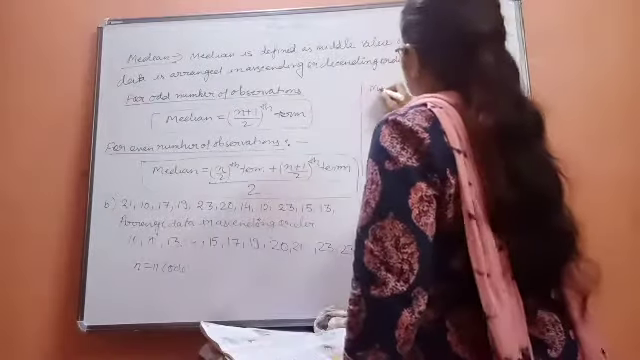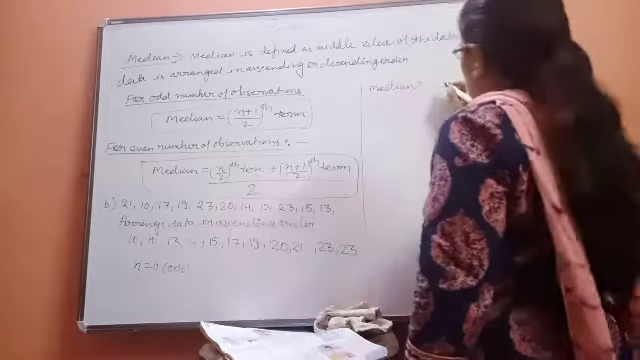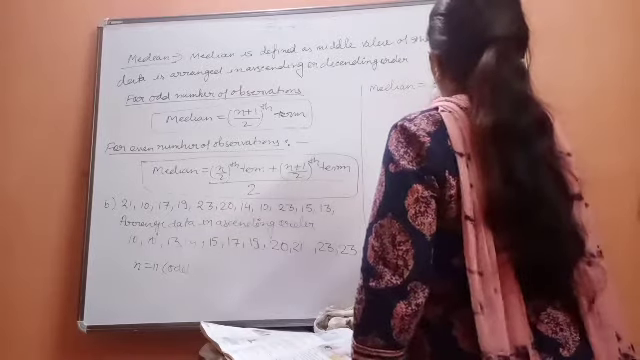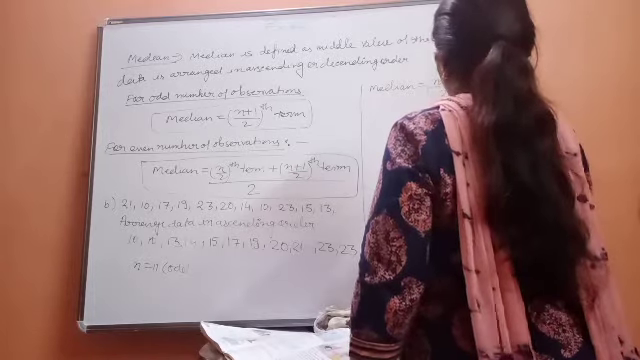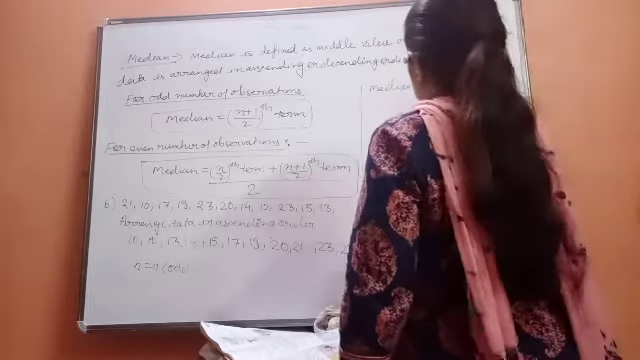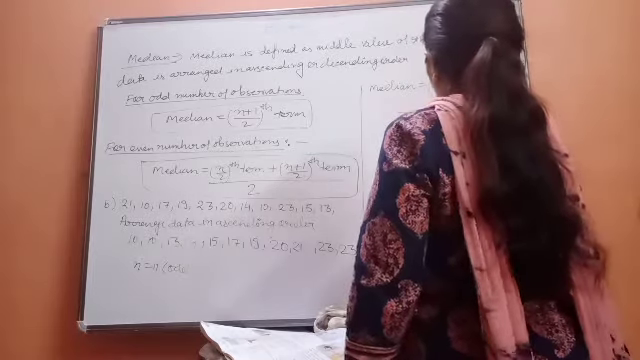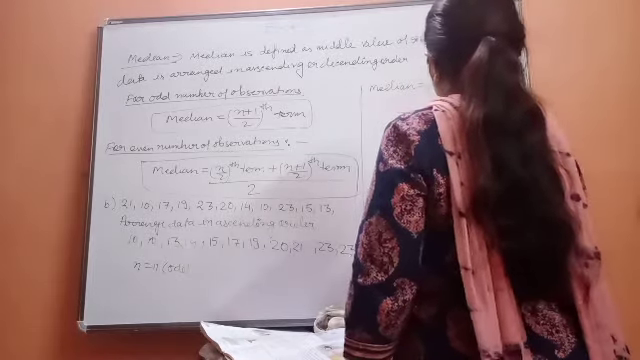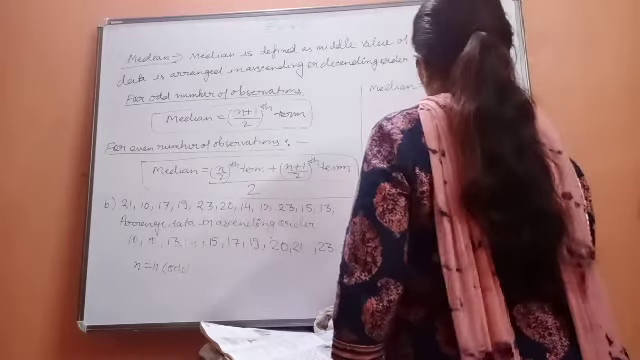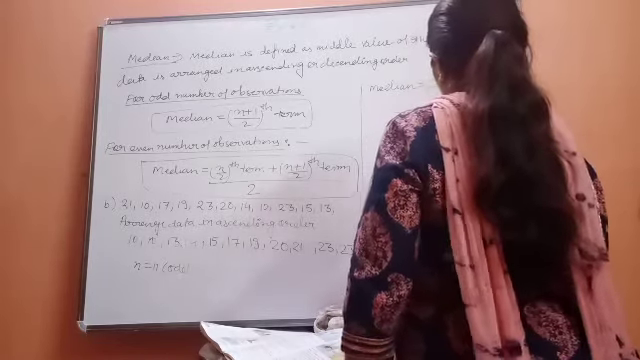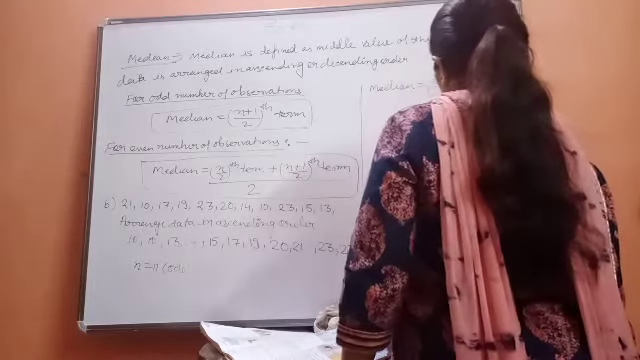Median is equal to (n plus 1) upon 2 term. So n plus 1 means this will be 11 plus 1 upon 2. That term will be the median. 11 plus 1 means 12 upon 2, which is the 6th term.